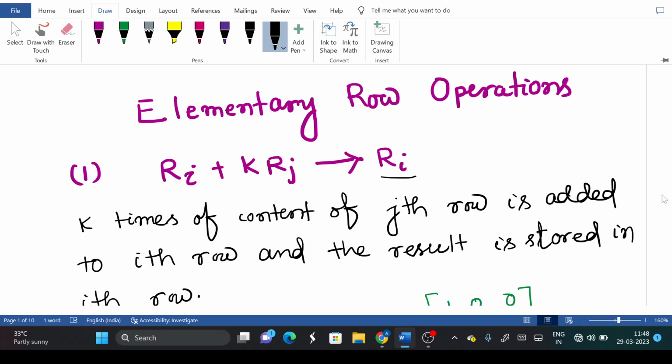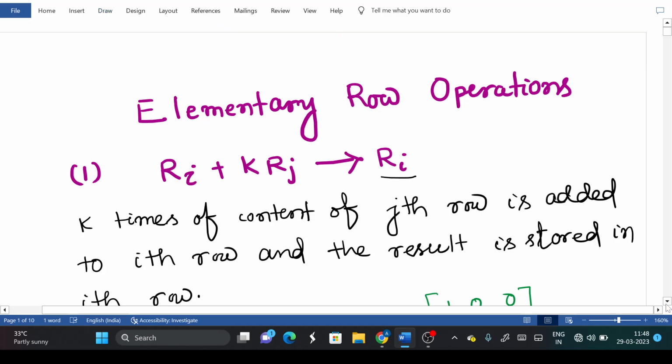There are three types of elementary row operations. The first one is Ri plus K Rj stored in Ri. Here, K times the content of the jth row is added to the ith row, and naturally the resultant is stored in the ith row.